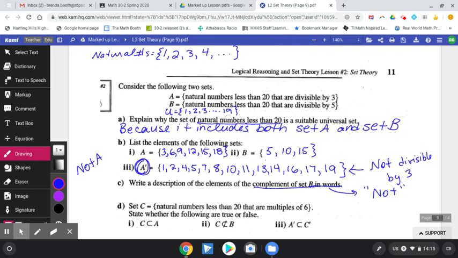Using the proper notation, I've got B with a little apostrophe for complement of B. Natural numbers less than 20 that are not divisible by 5.